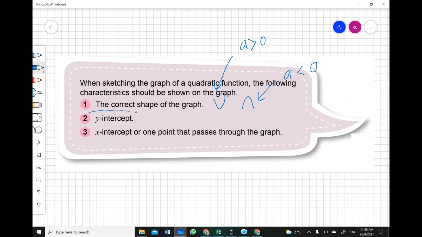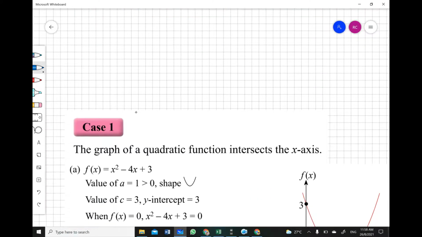And then you need to look at the y-intercept. Okay, how much is the y-intercept? And then after that, the x-intercept or one point that passes through the graph. So here we have two cases that we are going to learn. First is case 1, whereby you are going to have 2 x-intercepts. And then case 2, whereby you only have one point that passes through the graph. So we are going to look into the first case here, case 1.